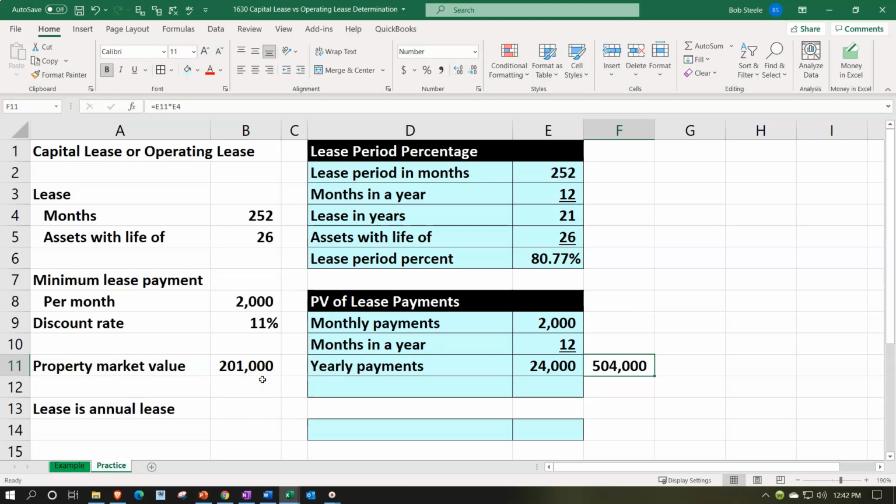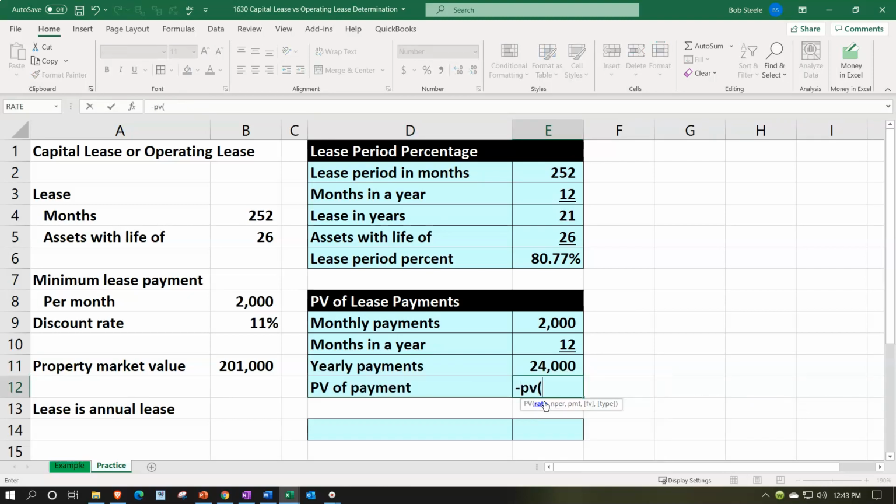So we've got to discount the payments and see how close what we're actually paying is to the purchase price, and to make this determination, we're going to take the present value of payments, which is going to be negative present value, Shift 9. The rate is going to be the discount rate of 11%. The number of periods we're going to say is 21 years, comma, and then the yearly payment is going to be that 24,000. And that's going to be our annuity.